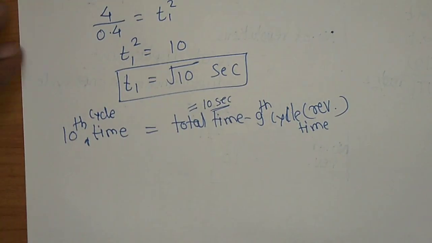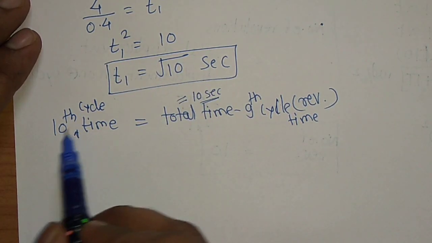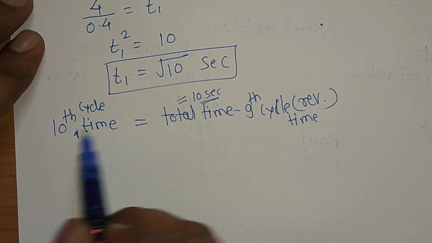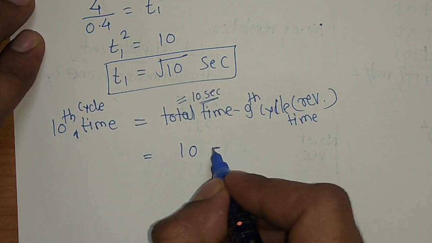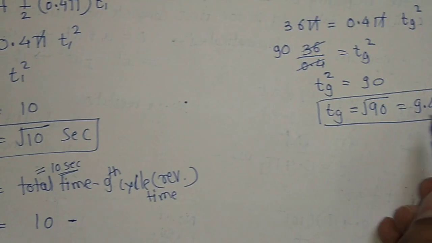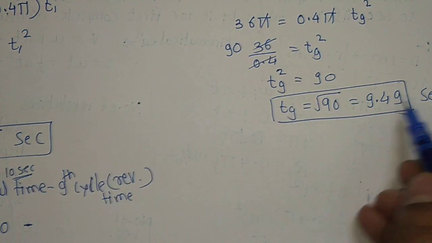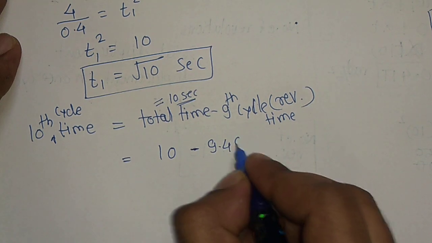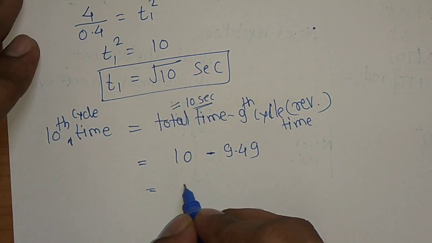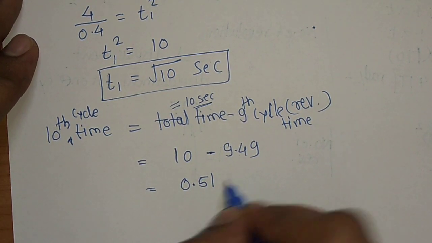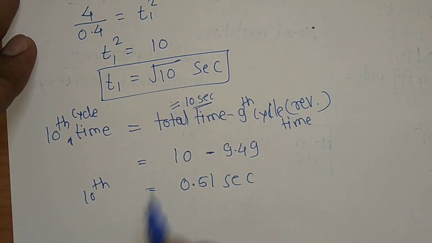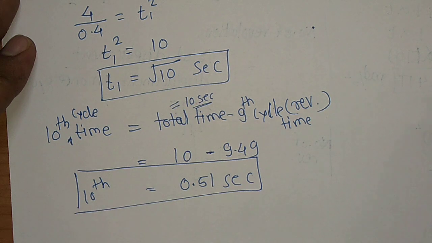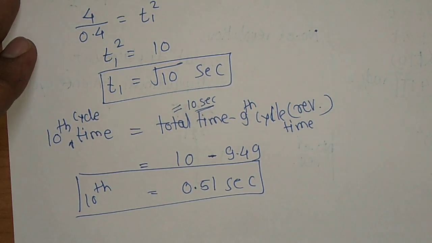As I have written, the time required for completion of the 10th cycle only is the total time, that is 10 seconds, minus the time of the 9th cycle, that is 9.49. So 10 minus 9.49 gives me 0.51 second. In this way we have completed numerical number 12. Thank you.